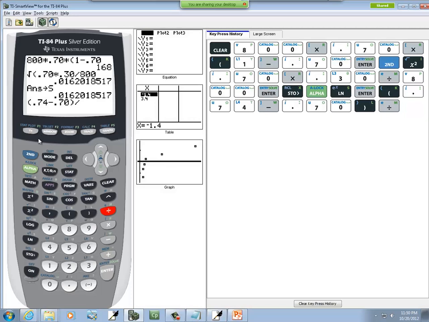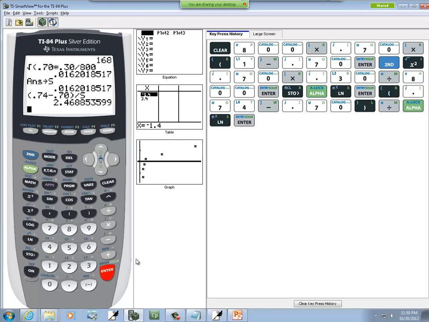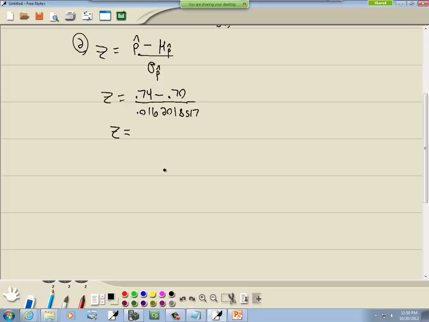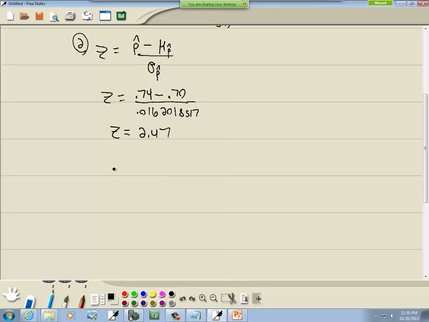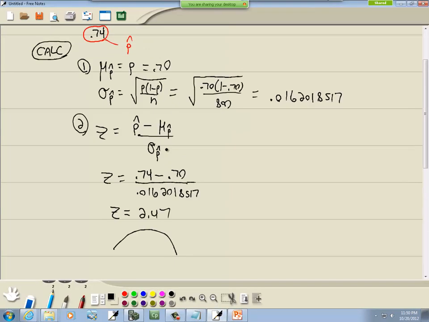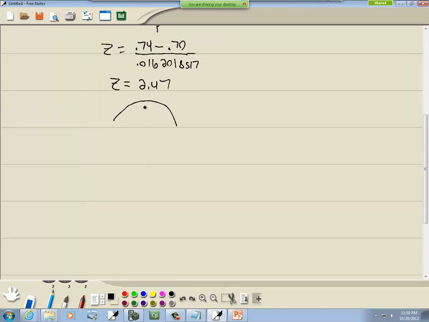And I stored that off in S, so I'm going to do alpha ln to get the S back. Or you could type in the 0.0162018517 again. And I'll round this to 2 decimal places, so we got 2.47. Okay, that was step 2. Convert it to a z-score. So now our picture, remember our picture up here was greater than, so shading to the right. So this is now z is equal to 2.47 shaded to the right.